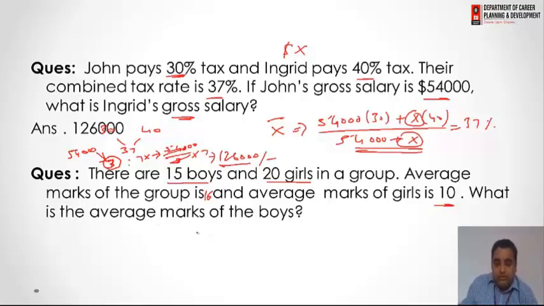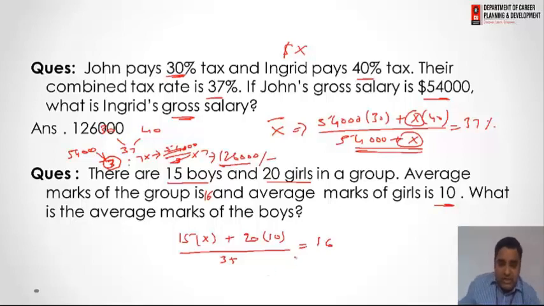So now what we need to do: here we have the number of boys as 15, and their average we need to find, that is x, plus the number of girls 20, their average is 10, total number of persons is 35, boys plus girls, and their combined average is 16. We can find the value of x by using this equation, and if we solve this, the value of x becomes 24. That is the answer for this question. What we are doing is just using the basic concepts of weighted average to solve such questions.